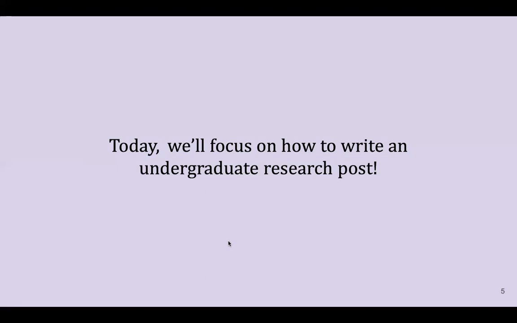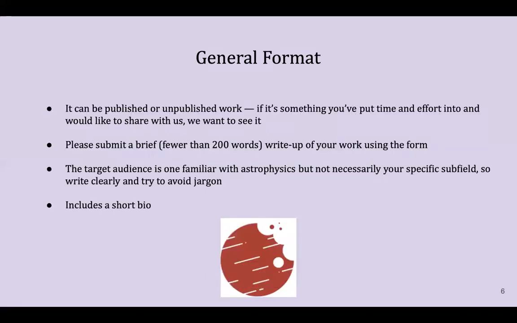So today we'll focus on how to write a general undergraduate research post. So the general format: it can be published or unpublished work. If it's something that you've put time and effort into and want to share with the world, we really want to see it. It doesn't matter where you are in your project, you can submit these. So the guideline says to submit fewer than 200 words. It's not very strict. If you go like 250, it's not a big deal. A write-up using a form online that I'll show you.